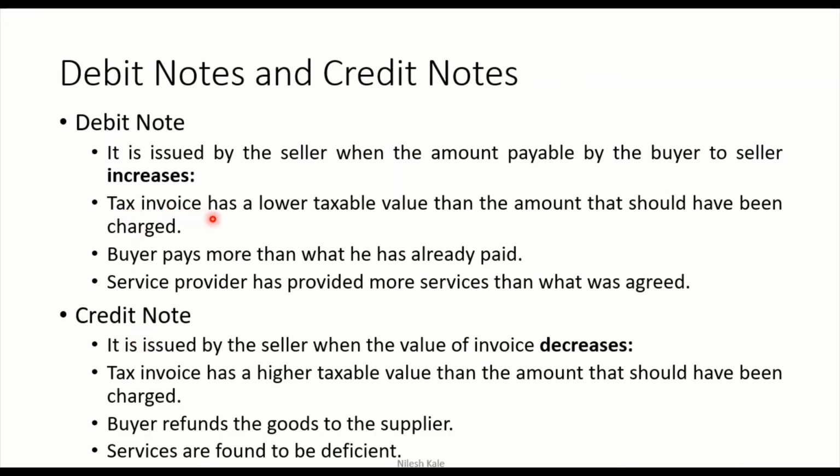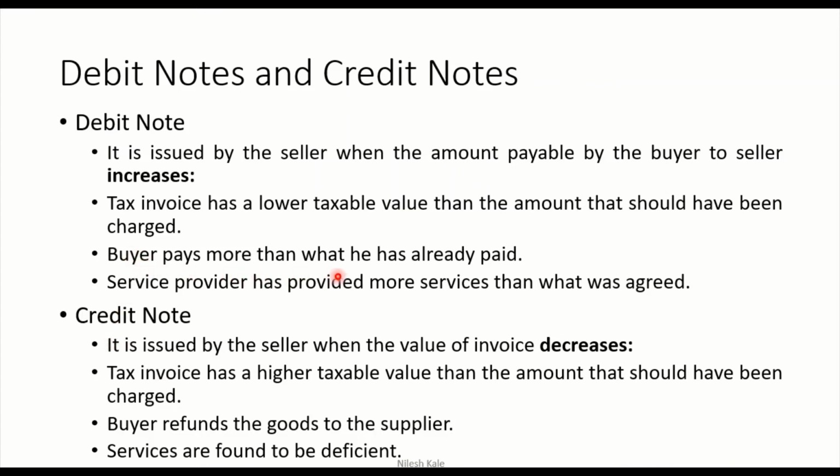Tax invoice has a lower taxable value than the amount should have been charged. This sentence tells it all. So the tax invoice has a lower taxable value than the amount should have been charged. It means for lesser taxable value you are issuing a debit note. For higher taxable value you are issuing a credit note.